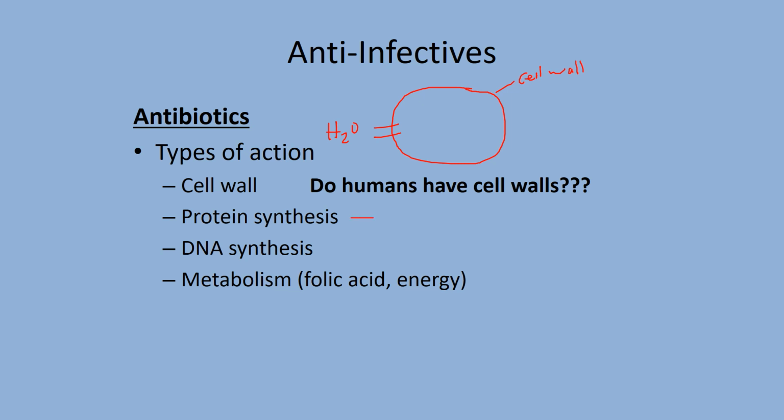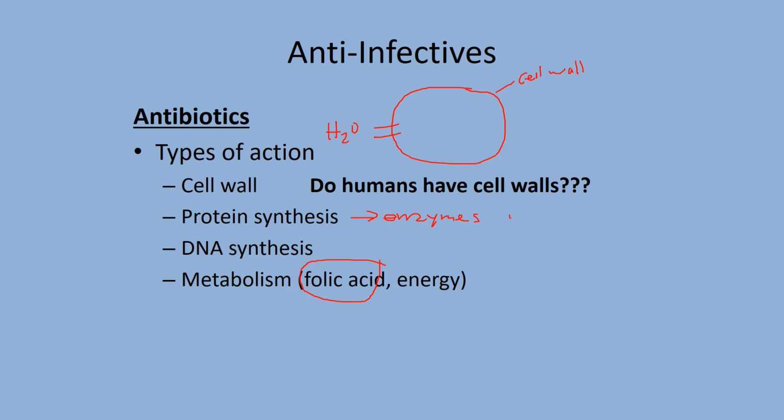Protein synthesis. So enzyme production and growth. If the bacterial cell cannot make enzymes, then it can't do any metabolic reactions. Next, DNA synthesis. If you can't make DNA, then you can't divide. And another way antibiotics work is to prevent the production of folic acid.